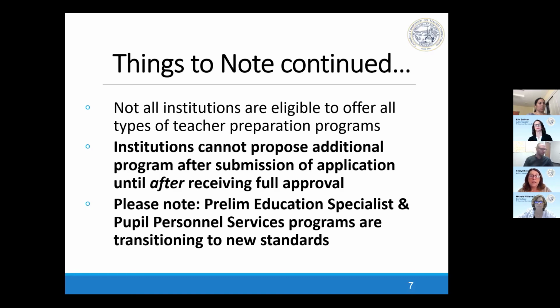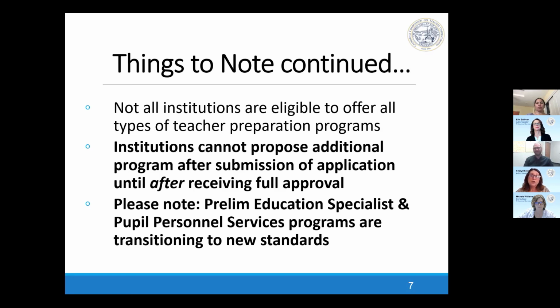Okay, so then more things to note. Not all eligible institutions are eligible to offer all types of teacher preparation programs. So make sure that you talk to Hart and Michelle about, can we offer this? So an example is that an LEA, a local education agency, a school or a county office, can only offer, for preliminary programs, the intern pathway. A student teaching pathway is not an option for a local education agency. So just so you're aware of that. And there are other really bizarre examples.